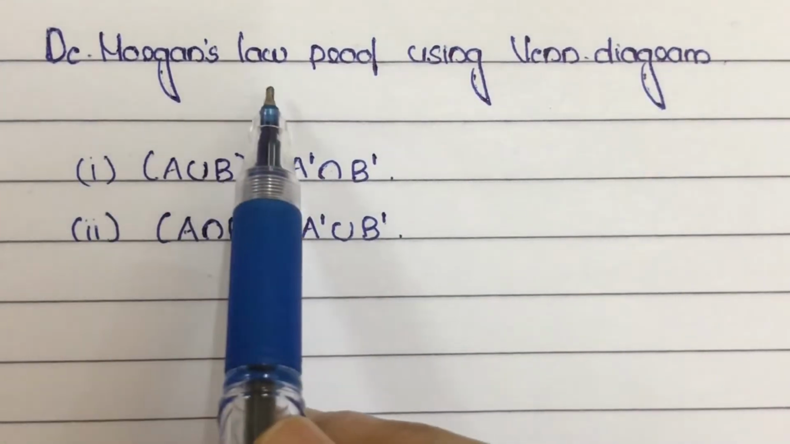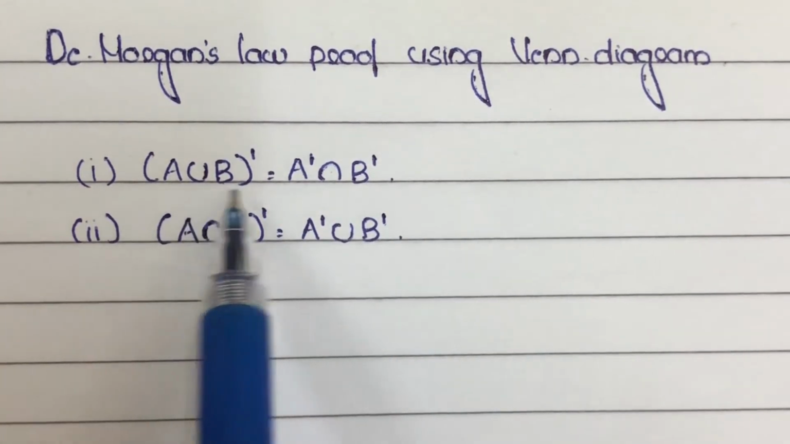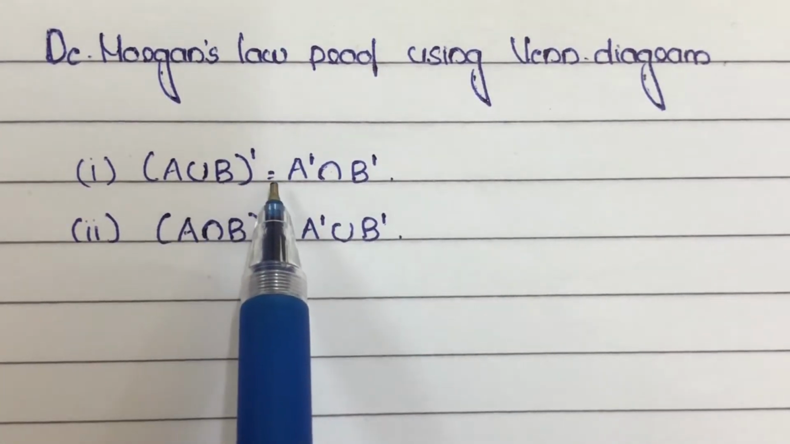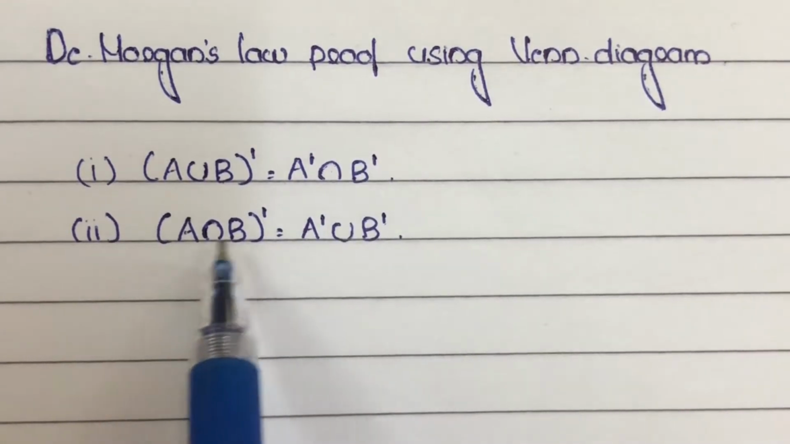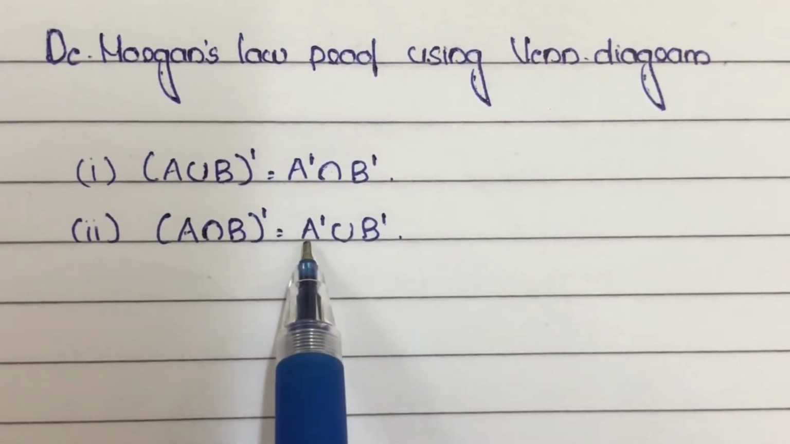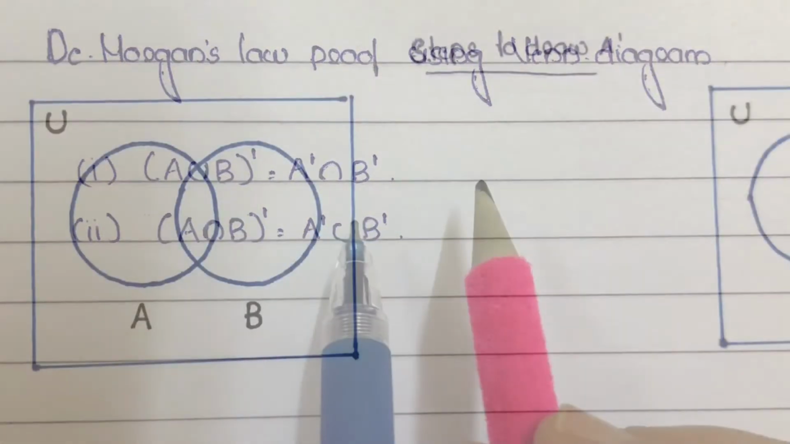De Morgan's law proof using Venn diagram. First law, A union B whole complement equal to A complement intersection B complement. Second law, A intersection B whole complement equal to A complement union B complement.